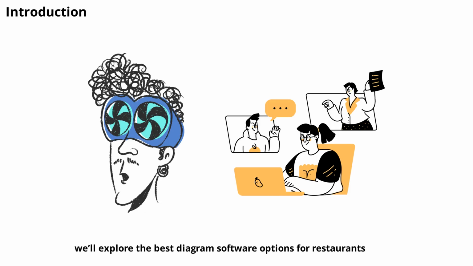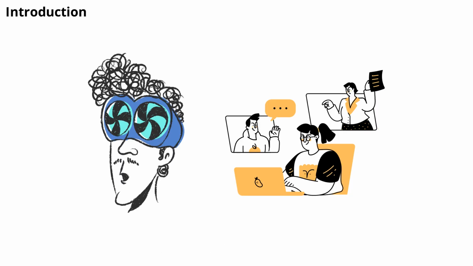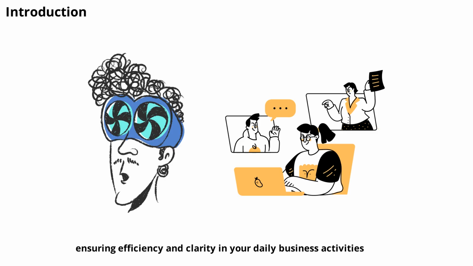Welcome! In today's video, we'll explore the best diagram software options for restaurants. Whether you're planning a new layout, managing workflows, or designing kitchen processes, the right tool can make a world of difference. We'll walk you through the top choices, their features, and how they can help streamline your restaurant operations. Let's dive in and discover which diagram software is best suited for your needs, ensuring efficiency and clarity in your daily business activities.